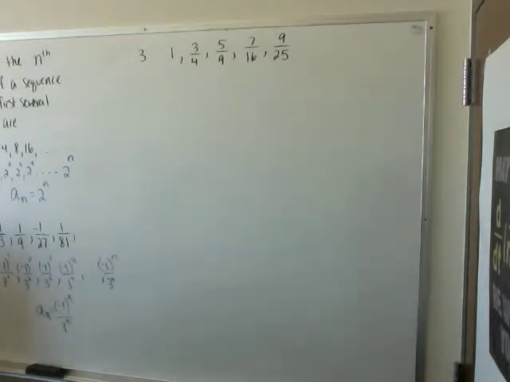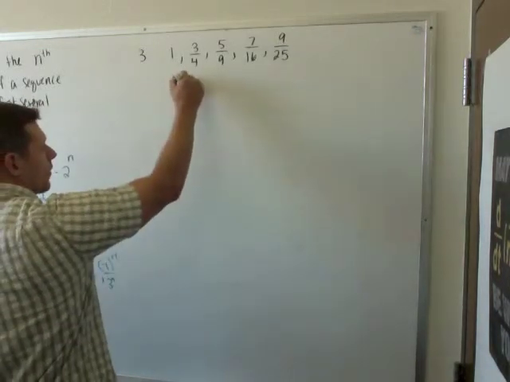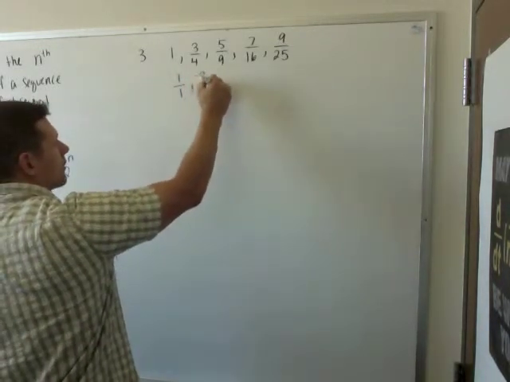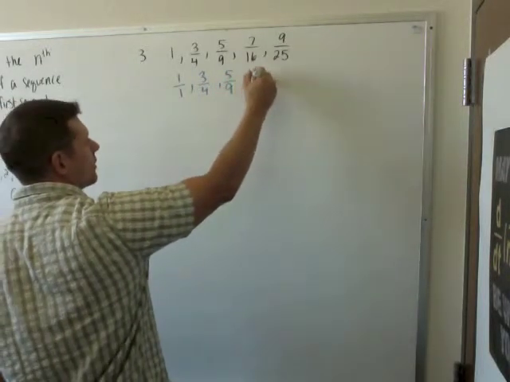Next one. All right, well, I'm going to rewrite this. This is going to be 1 over 1. Okay, I'm just going to rewrite it a little bit nicer.